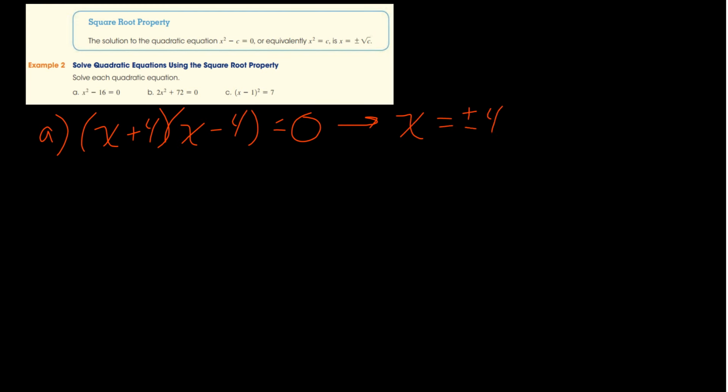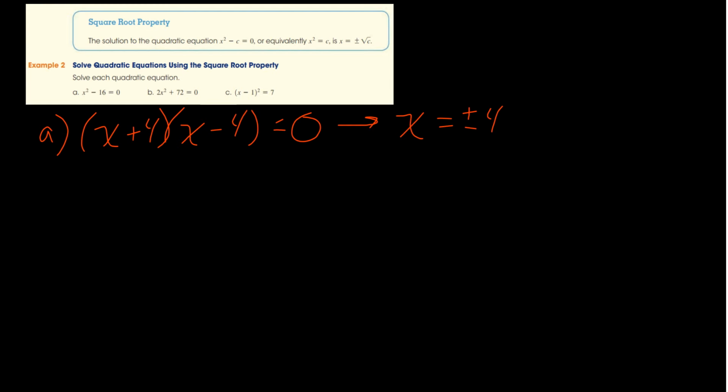x squared minus 16. We know that's a difference of squares. We can do this in one of two ways, but we'll just do it knowing that it's a difference of squares. We know x squared minus 16 can factor into x plus 4 and x minus 4 is equal to 0. Therefore, we have x is equal to plus or minus 4.